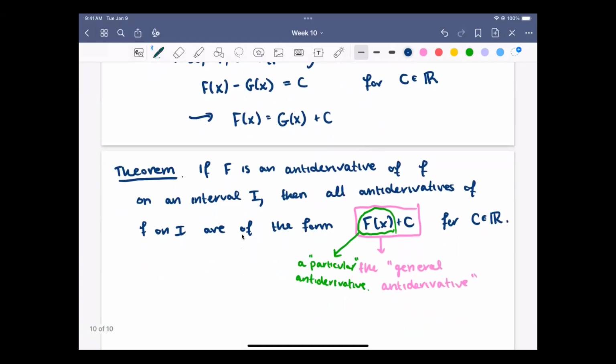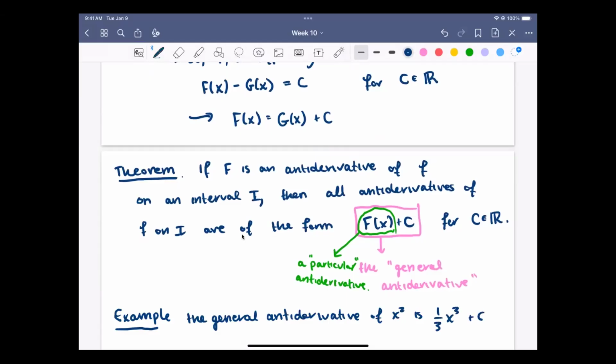Maybe I'll just write down the example. So in our example, the general antiderivative of x squared is 1/3 x cubed plus c. Okay, are there questions?